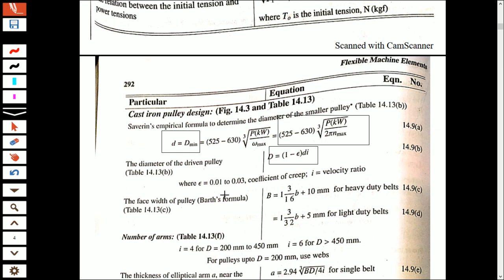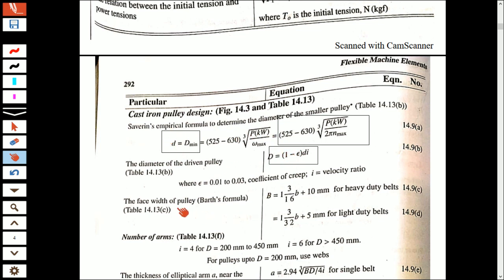I hope you remember my first lecture, in which I told you that the slip is given in percentages, like 2%, 3%. So if it is given as 2%, then the value is 0.02. If it is 3%, it's 0.03. That value you have to substitute here, and capital D is the value that we found just before this, and i is the velocity ratio. So you can use this equation to find out the diameter, capital D and small d also.